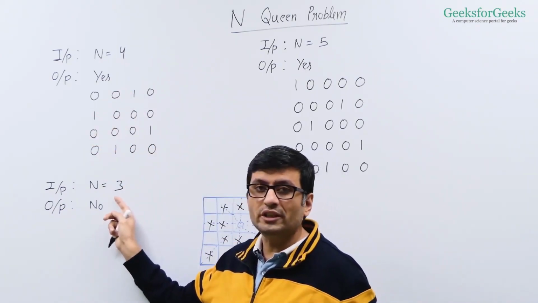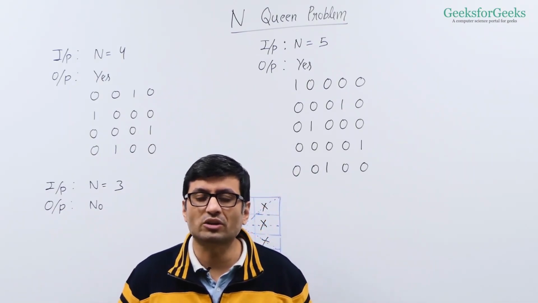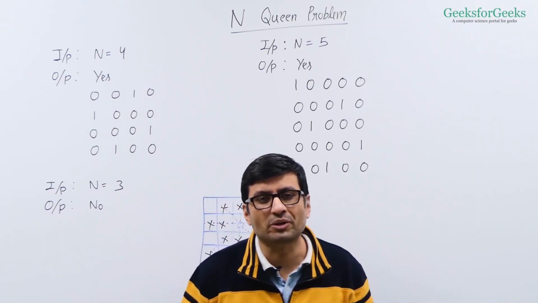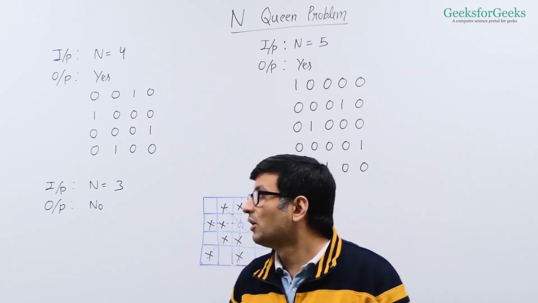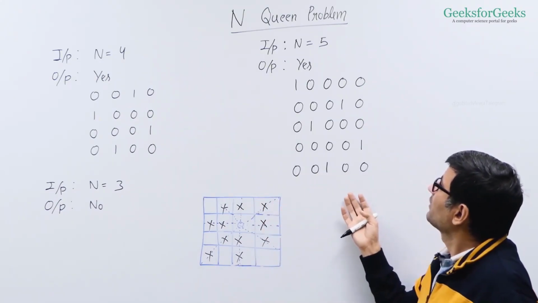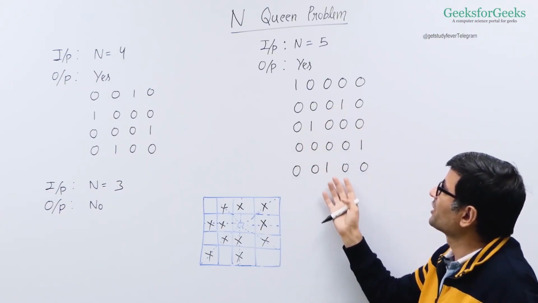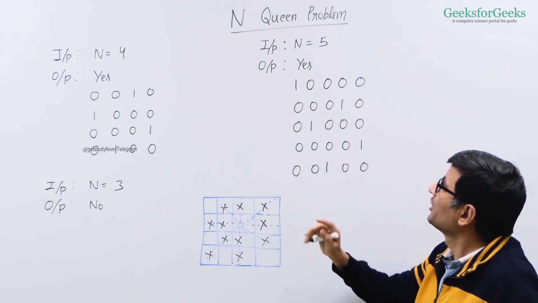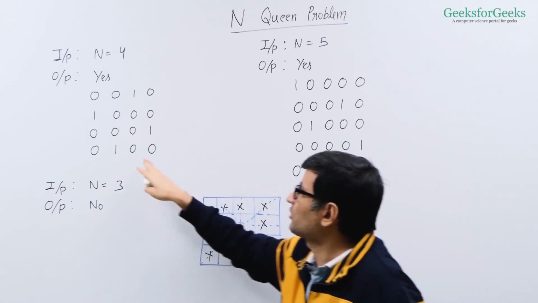For n equal to 3, it's not possible to place 3 queens on a 3 cross 3 chessboard such that they do not attack each other. You can try different permutations and you will figure out that it's not possible to place the 3 queens. For n equal to 5, the answer is yes, we can place the queens, and this is one possible arrangement. One queen is here, second is here, third is here, fourth is here, and fifth is here. You can notice that no two queens are attacking each other in this configuration and this configuration.